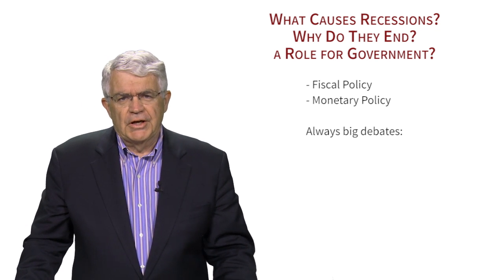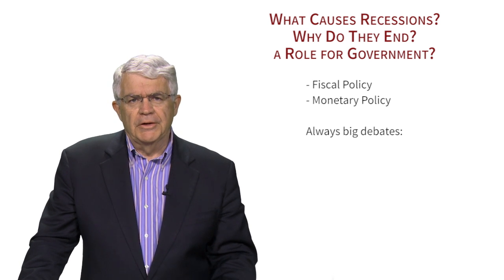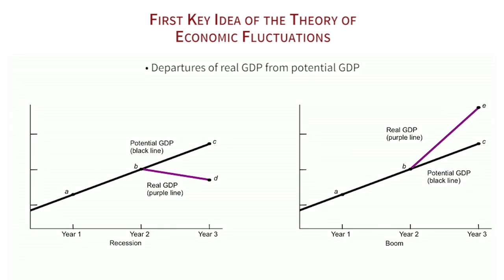What I would like to emphasize before we get on to building the models in detail is that there's a couple of important ideas that economists use for the most part to explain these fluctuations, the ideas behind the theory of economic fluctuations. So the first key idea is that these departures of real GDP from potential GDP, which you saw in the data in actuality, those departures are really what's going on in a recession or a boom.